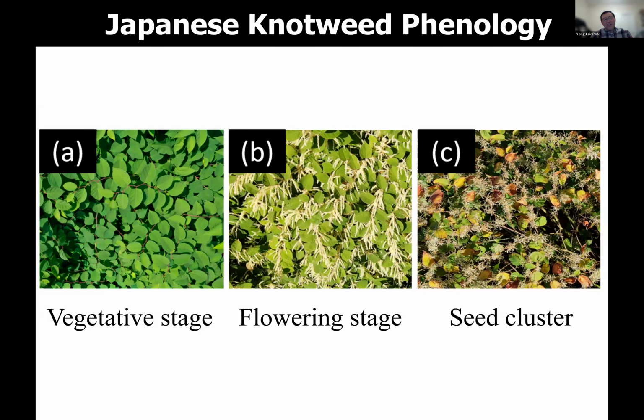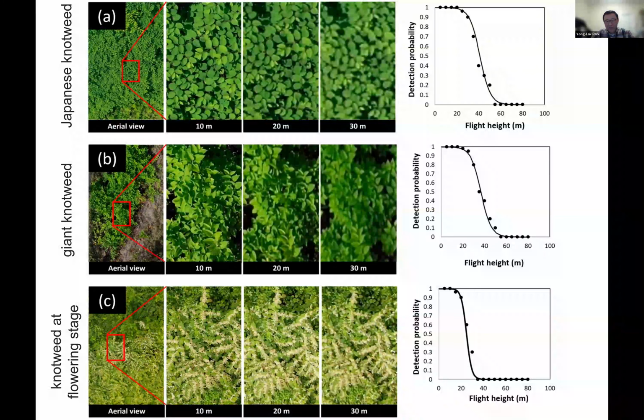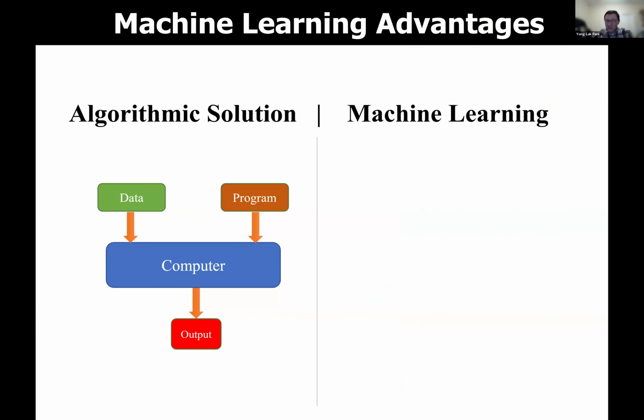But when they are flowering, we have to fly only 15 meters above the canopy so that we can say that's a Japanese knotweed or giant knotweed. So again, this is so complicated, and the size of data is so much. When we fly over one day, we get 1 terabyte of images. There's no way for a human to go through individual images, right? So that's why we use machine learning.